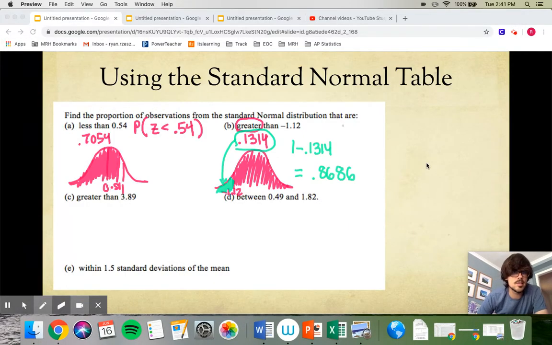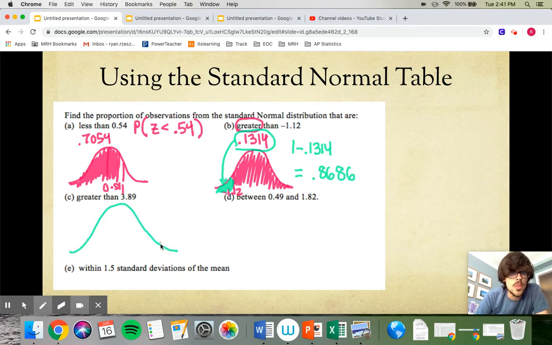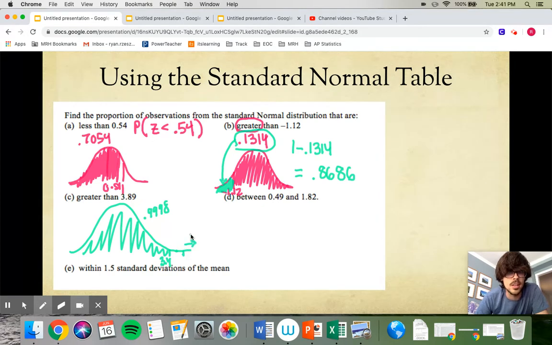So if I'm going to draw my normal curve, the farthest they bothered going on the table was like 3.4. And from 3.4, the area to the left was already 0.9998. Greater than 3.89, we'd have to go even farther right here. And we're looking to the right because we want something even greater than that. So this area from 3.4 is already 0.0002. It's going to be even smaller than that.